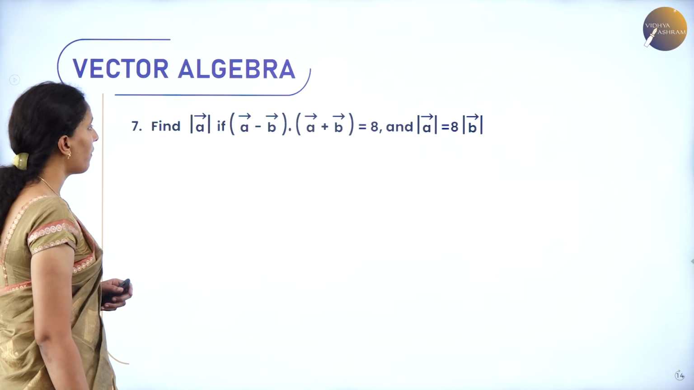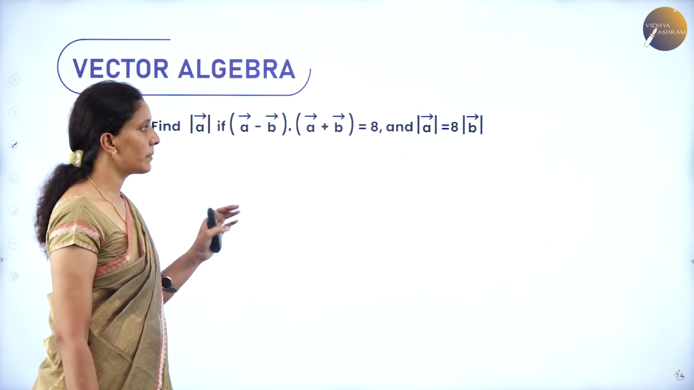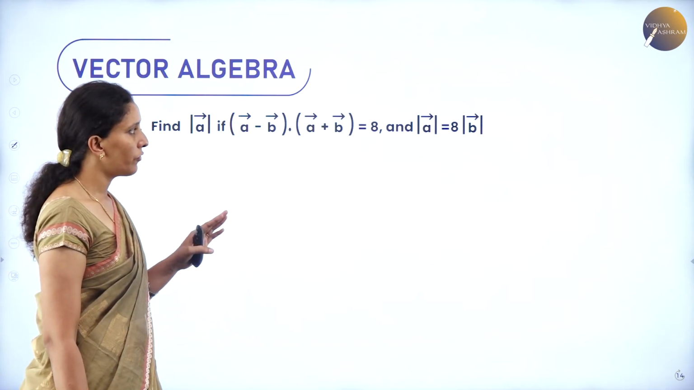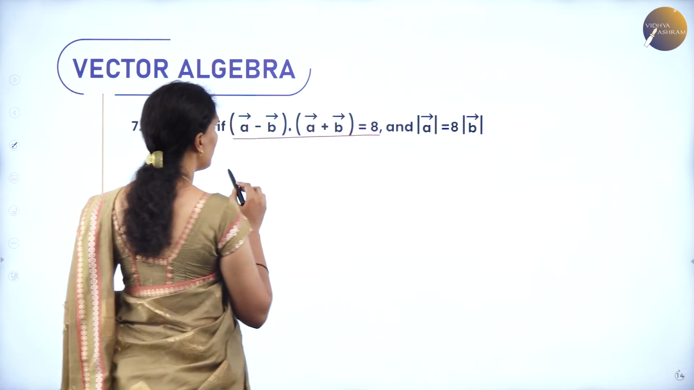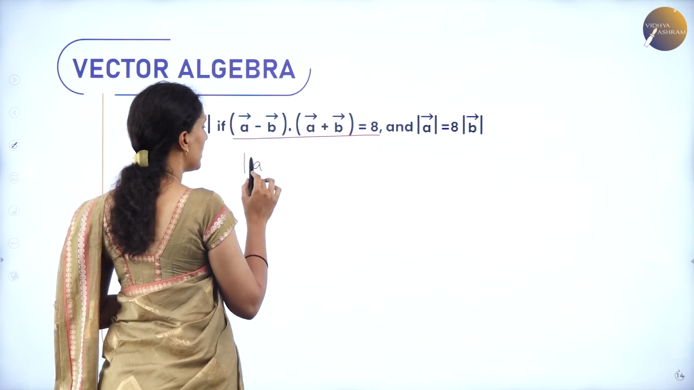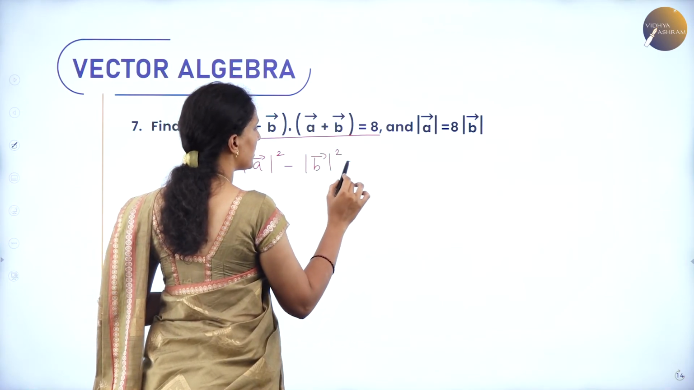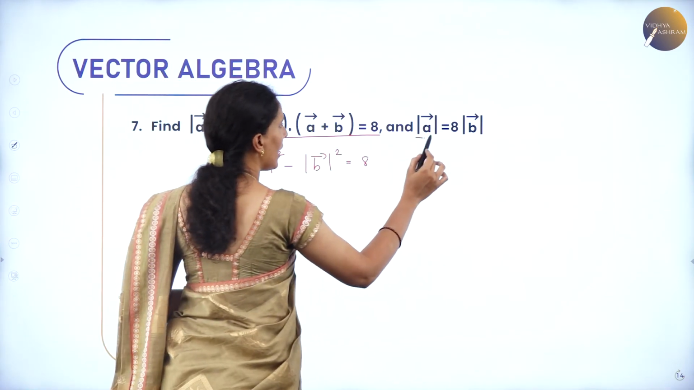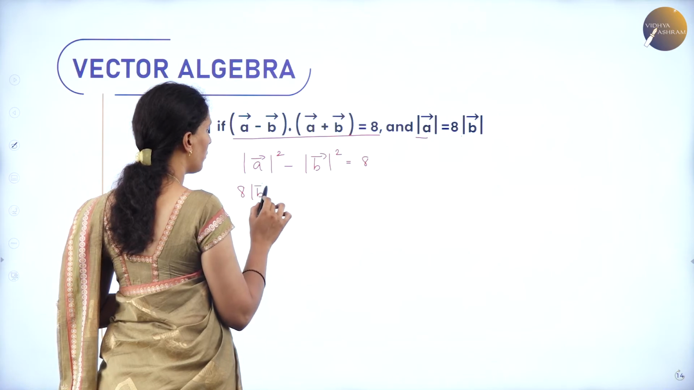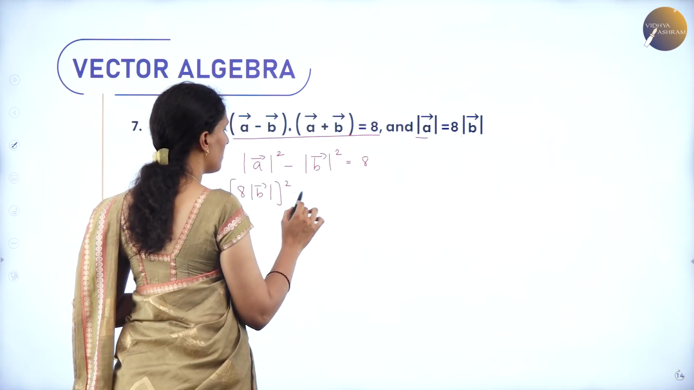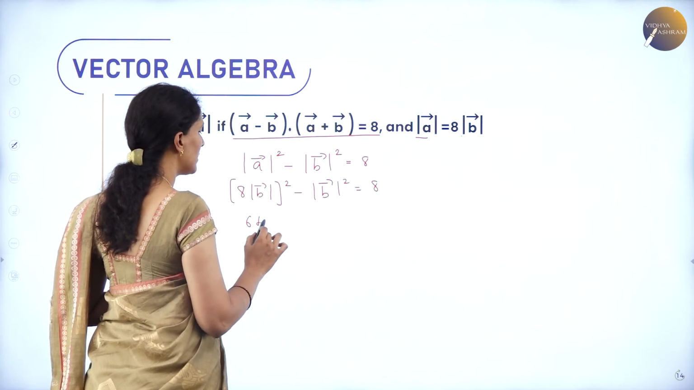Next, find magnitude of vector A if (vector A minus B) dot (vector A plus B) is equal to 8 and magnitude of vector A is 8 times magnitude of vector B. Again here using the same formula, A minus B dot A plus B can be written as magnitude of vector A square minus magnitude of vector B square is equal to 8. Given A is 8 times B, so therefore it is 8 square times magnitude of vector B whole square minus magnitude of vector B square is equal to 8. So here it is 64.